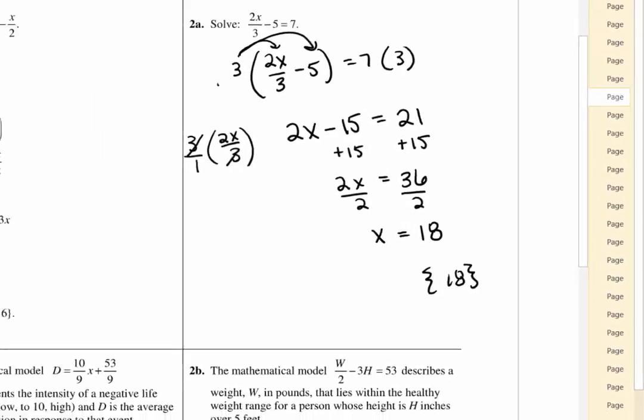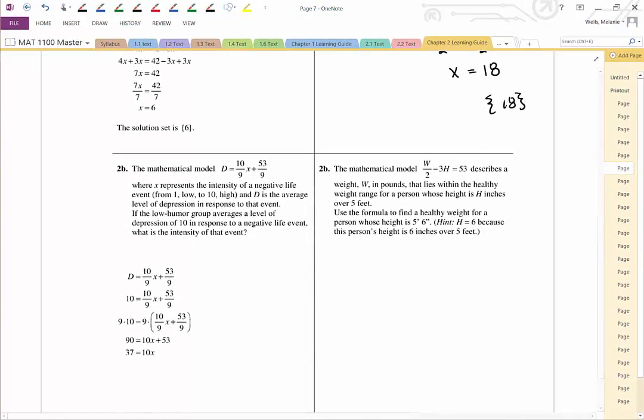Okay, now let's look at 2B, an application problem. And in this application problem, we have a mathematical model, so that just means basically a formula describing W as weight in pounds that lies within the healthy weight range for a person whose height is h inches over 5 feet. So h is inches over 5 feet.